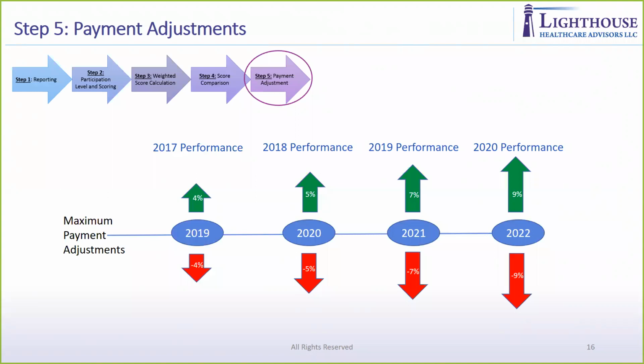The first year, it's either a maximum of 4% and a minimum of 4% earned or lost. By 2020, it goes up to 5%, 2021, 7%, and then in 2022, up to 9% gain or 9% loss. This is a range, so just because you report in 2017 performance year does not necessarily mean that you will earn a 4% increase in 2019. It simply means that you're eligible for up to 4%.